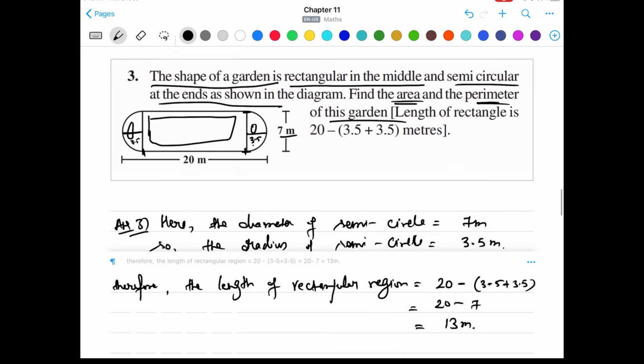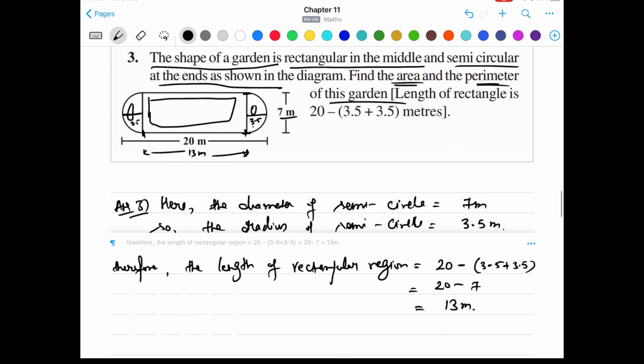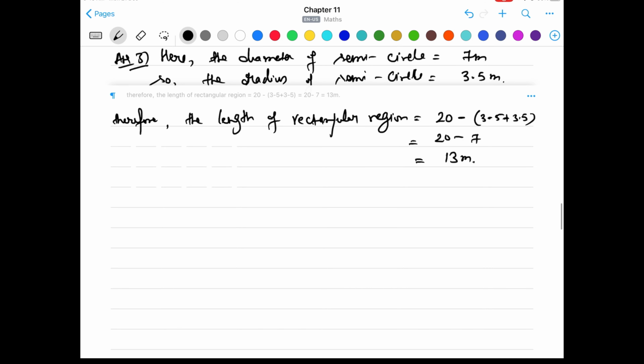So the length of the rectangular field is 13 meter, this one, and the breadth will be this 7 meter. So we got all the measurements required for calculating the area and the perimeter. Now let's first calculate the area of all the parts. So let's start.